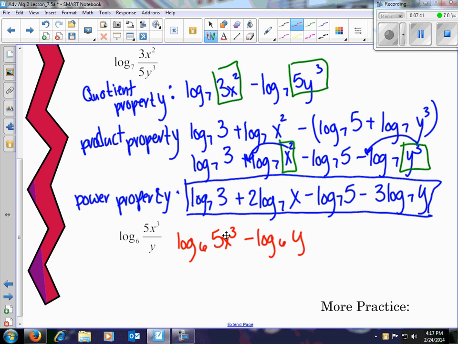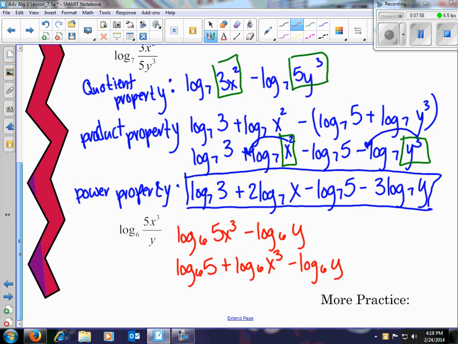Now I have product property here, so I'm going to split that up. So I have log base 6 of 5, and since it's product, I'm going to add log base 6 of x cubed minus log base 6 of y. And then the last thing I'm going to do is power property of this piece. So this piece is going to stay the same. So I have log base 6 of 5 plus, now my 3 is going to come to the front. So I have 3 log base 6 of x minus log base 6 of y.